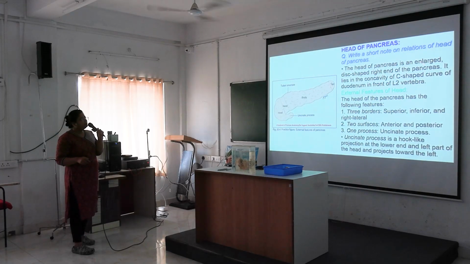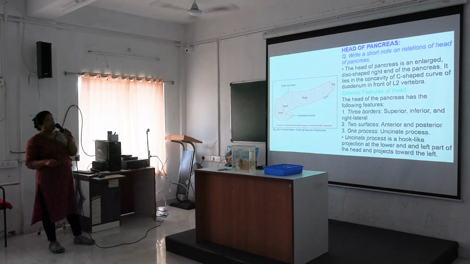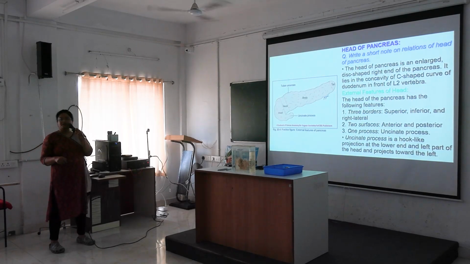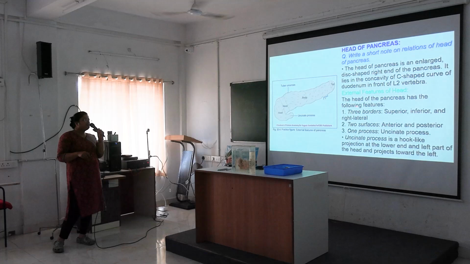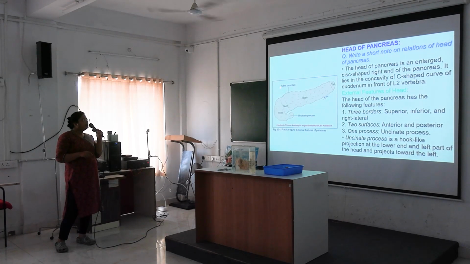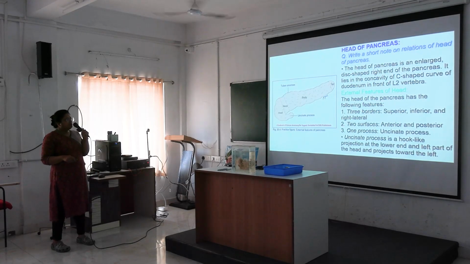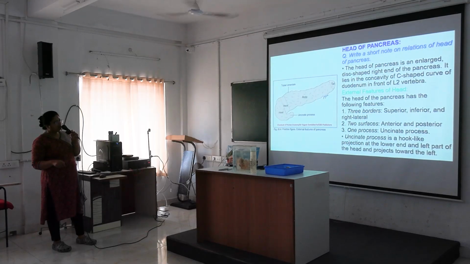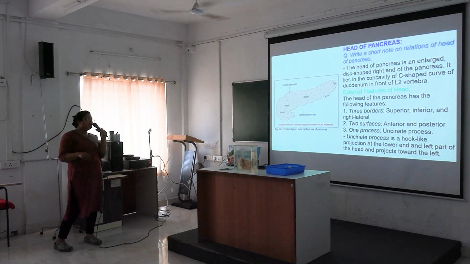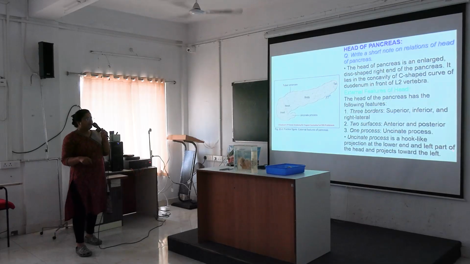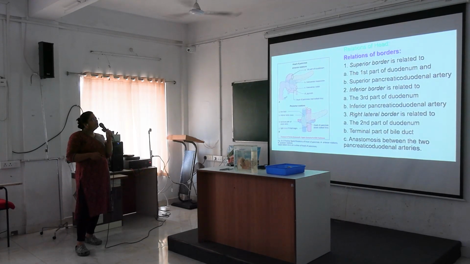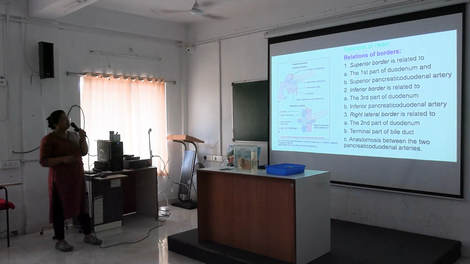The head of the pancreas is the enlarged disc-shaped right end of the pancreas, lying in the concavity of the C-shaped curve of the duodenum in front of L2. These are the external features. The head has three borders: superior border, inferior border and the right lateral border. Two surfaces, anterior and posterior, and one process, the uncinate process. The uncinate process is a hook-like projection at the lower end and left part of the head and projects towards the left side.